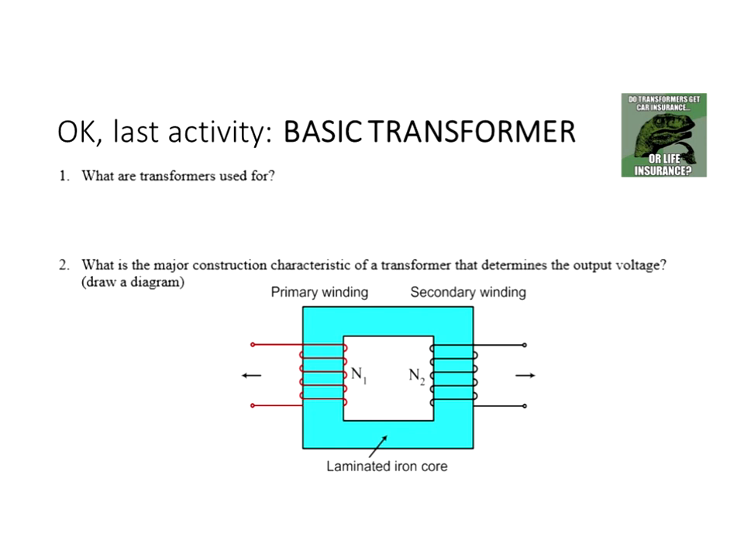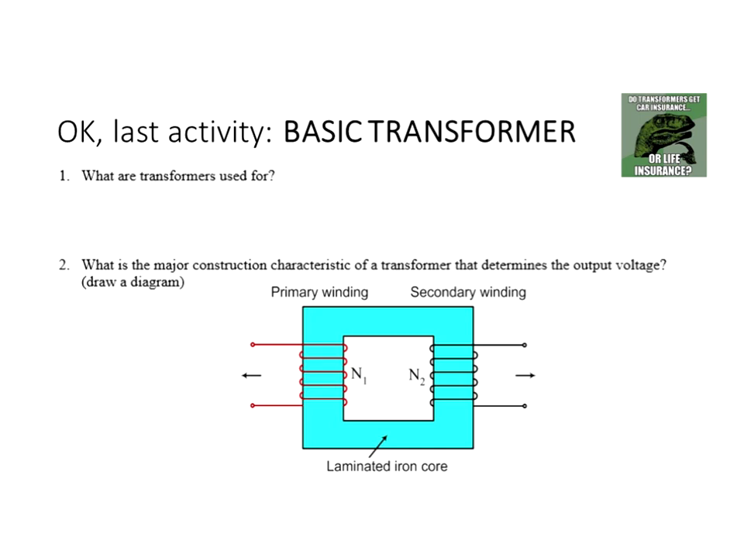All right, last activity, believe it or not. The last activity sheet is about basic transformers. And first of all, what are transformers used for? Well, there's three purposes for transformers. You can use a transformer to increase AC voltage. You can use a transformer to decrease AC voltage. You can also use a transformer to isolate one circuit from another. You can isolate the current of one circuit from the current of another.